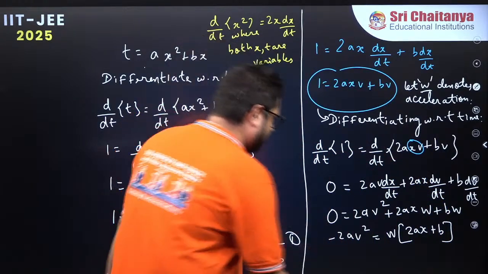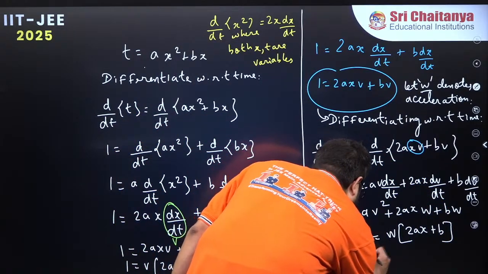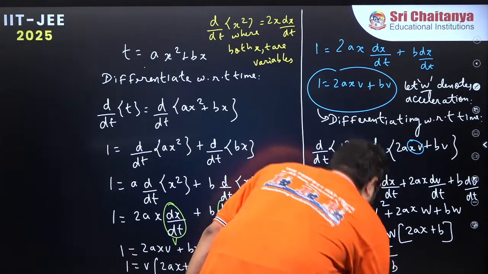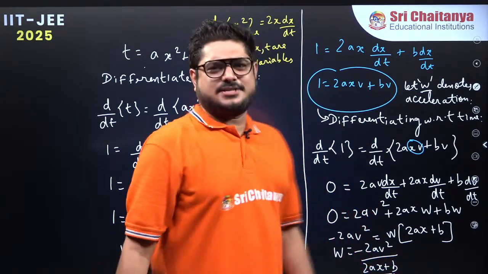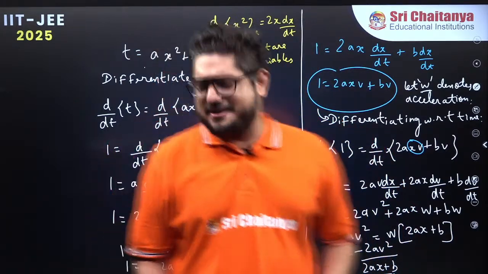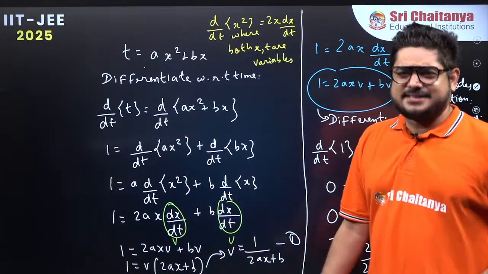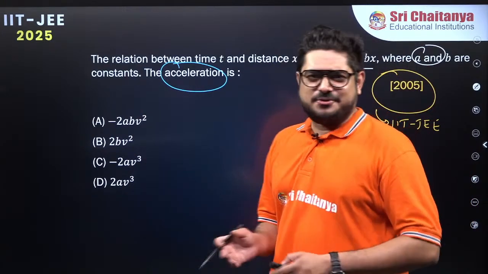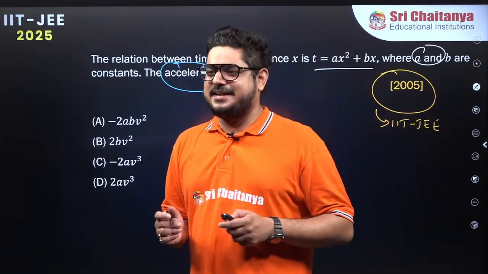So now w is going to be equivalent to minus of 2av square by 2ax plus b. So now there comes the answer. But sir, how come you can say that this is the answer? You are getting 2av square by 2x plus b as the answer. But in the given list of options, it's more simplified. How can you get this? You must be thinking like that, isn't it?